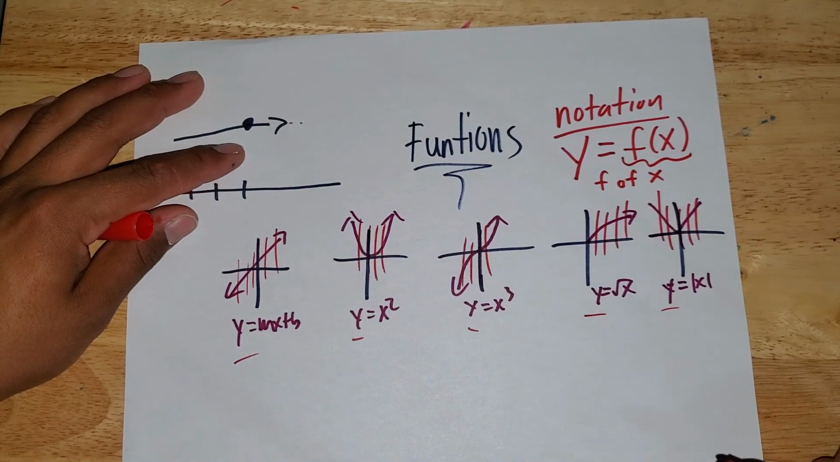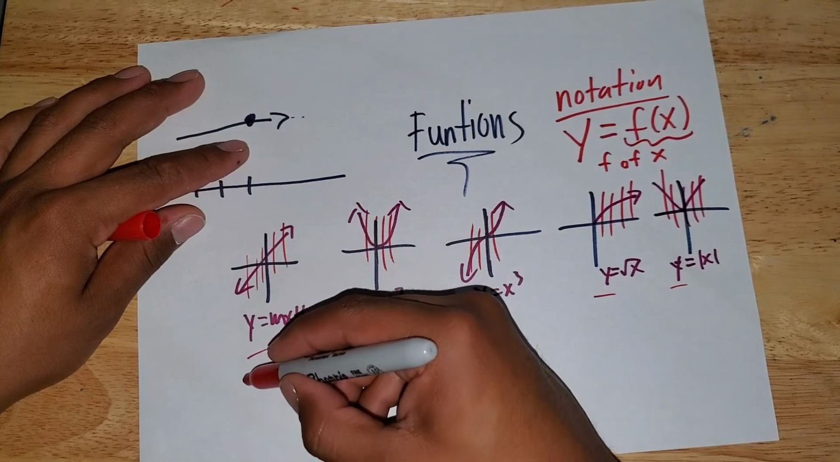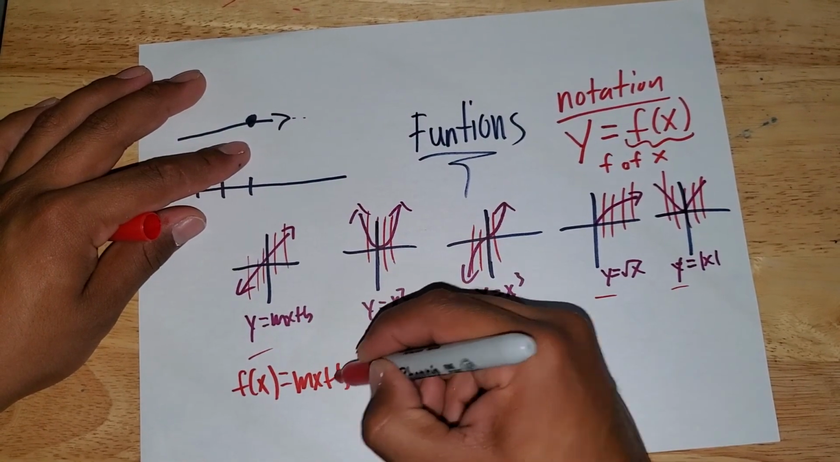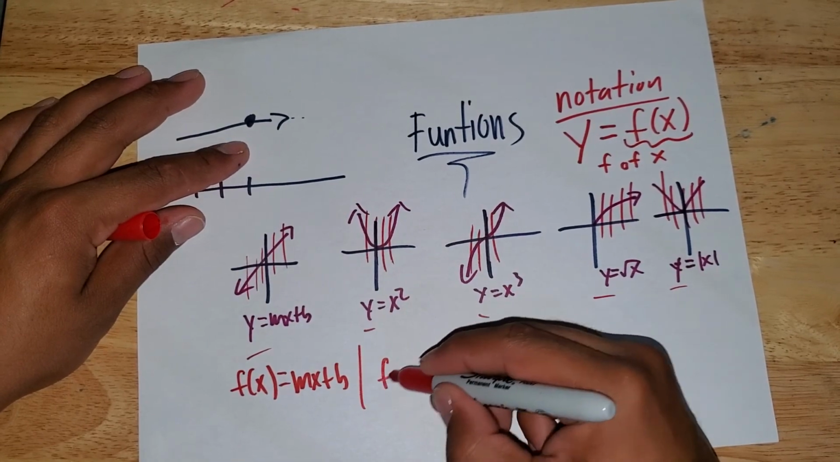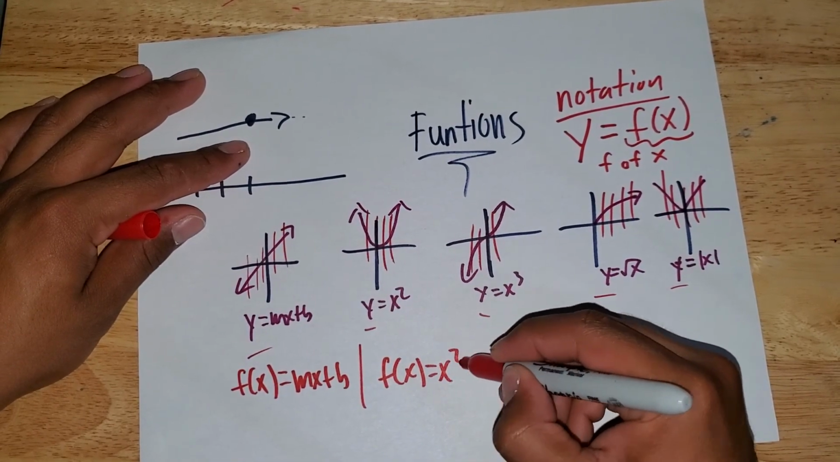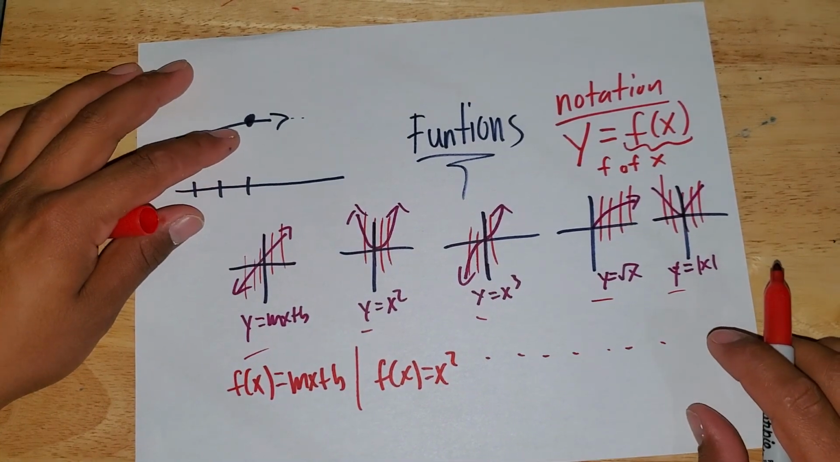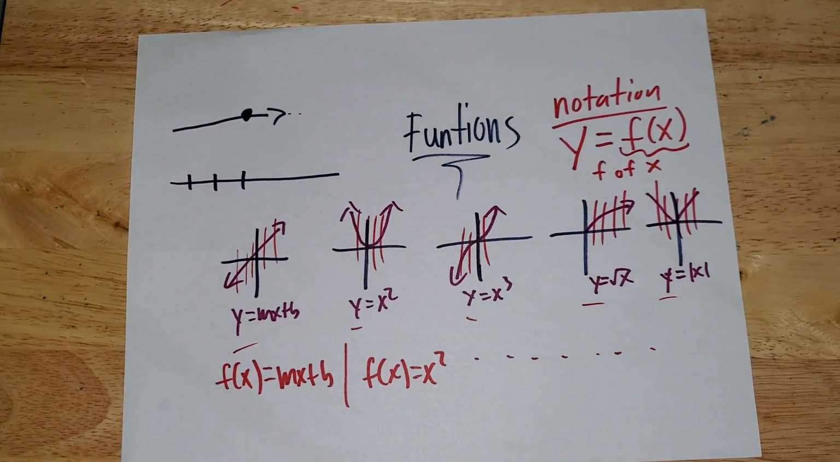That's what those definitions kept saying. Y is a function of x. So that means here I'm going to write f of x is equal to mx plus b. Here I'm going to write f of x is equal to x squared, and so on and so forth for all of these. So then we're going to get into what we can do with these functions now. I'm going to pause the video here and we're going to see what else we can do with these later.